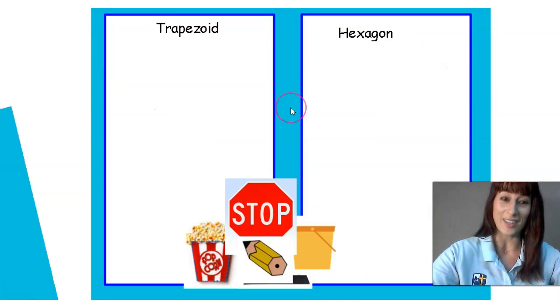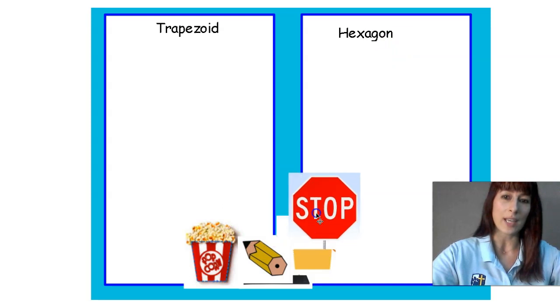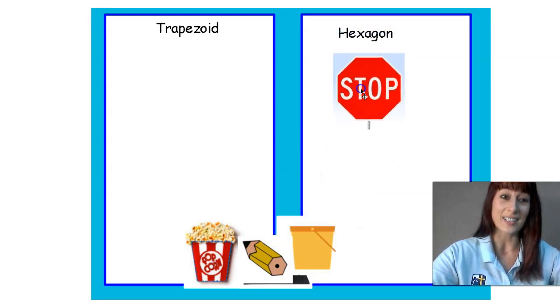Now we're going to together sort objects again that we can see everywhere. Remember, just like God is everywhere, we can also see shapes everywhere. So now let's identify trapezoid and hexagon in these objects. Stop sign. This one looks like a hexagon, has 6 sides.